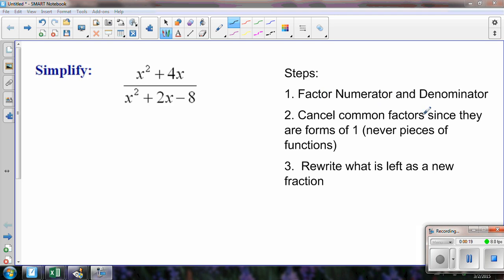1. Factor the numerator and denominator. 2. Cancel common factors since they're forms of 1, and never cancel pieces of functions, which is a very common mistake. 3. Rewrite what is left as a new fraction.